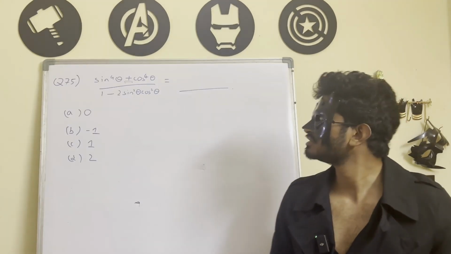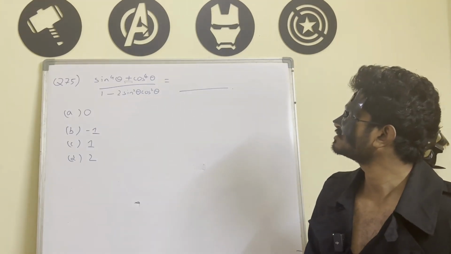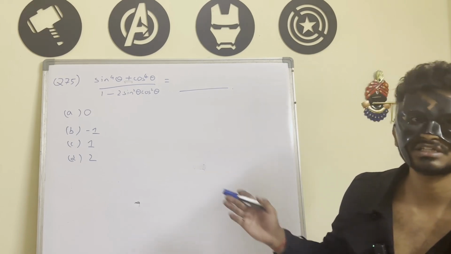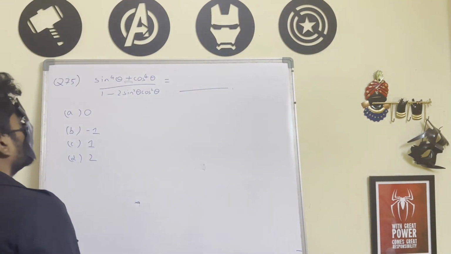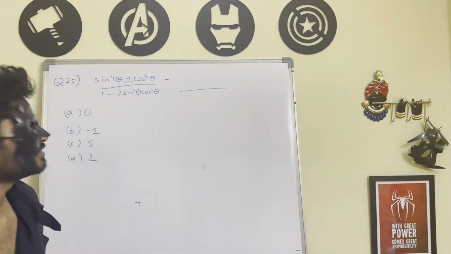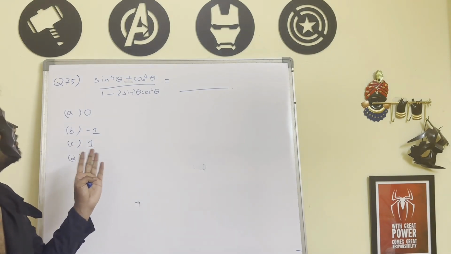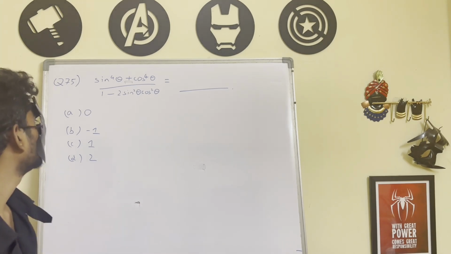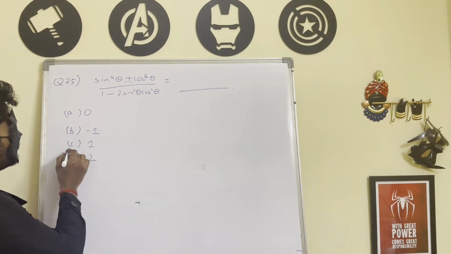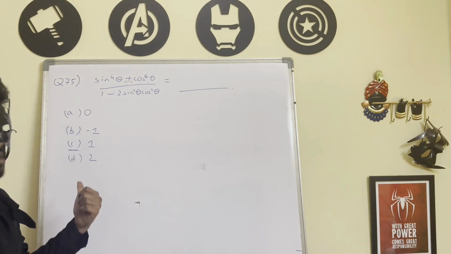So superhumans, next question is, if sin power 4 theta plus cos power 4 theta is equal to 1 minus 2 sin square theta cos square theta, what is the value of that? So I already taught you this identity. Sin power 4 theta plus cos power 4 theta is nothing but equal to 1 minus 2 sin square theta cos square theta. So if you would have memorized it, this would have been very easy. That is, the answer you would have marked will be C.